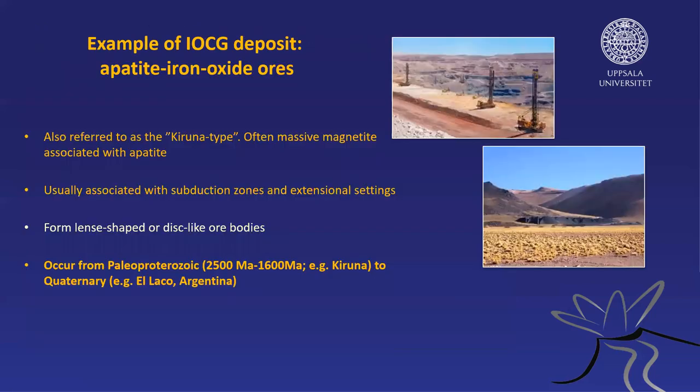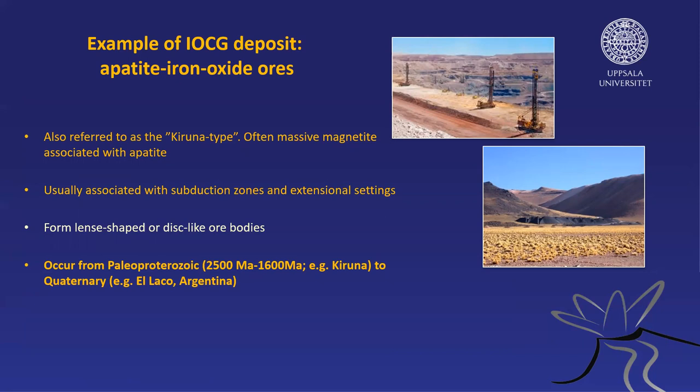An example of this kind of deposit is an iron oxide copper gold deposit, and specifically apatite iron oxide ores. They are referred to as the Kiruna type. We have a massive magnetite associated with apatite, which is a phosphate, and this phosphate is particularly rich in rare earth elements.